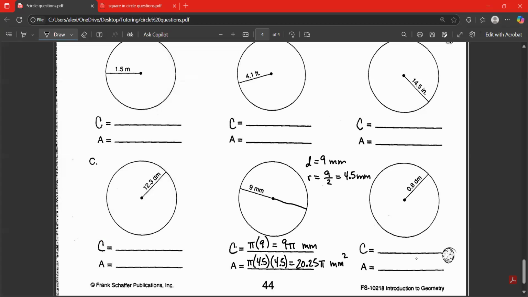Okay, so hopefully this has been a very helpful video showing the relationship between radius, diameter, and area. And we got to add in a couple of circumference problems at the end.